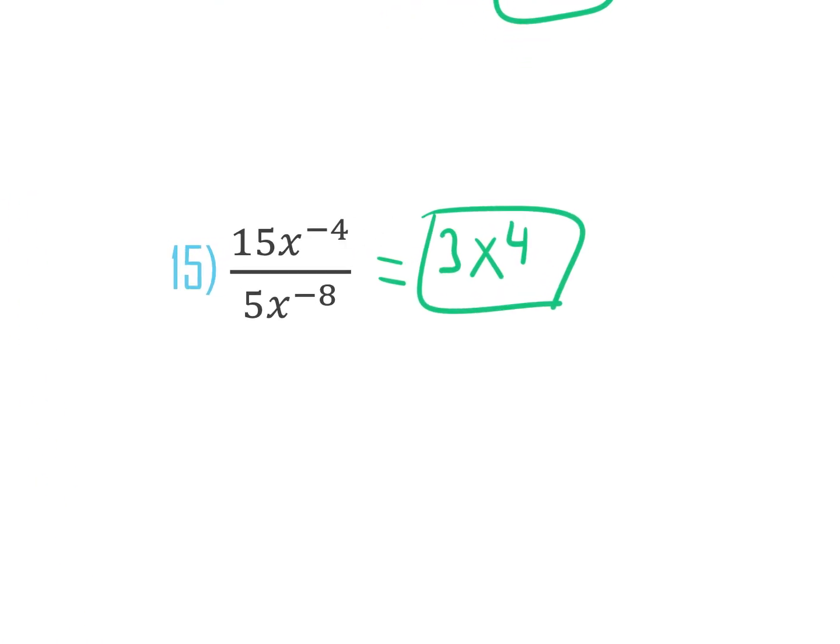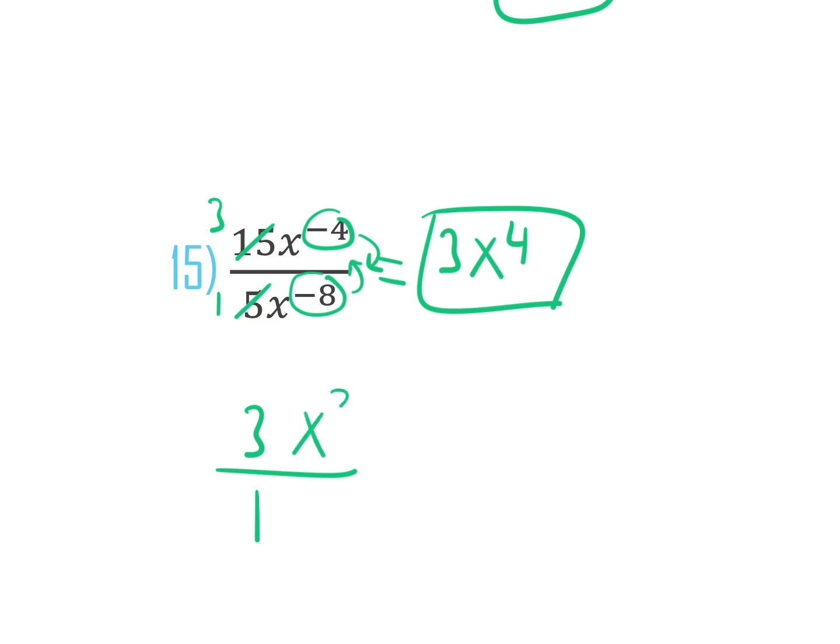Focus. We're almost done. 15 and 5, the coefficient is 3 over 1. x to the negative 4, x to the negative 8. There are a couple of ways you could do it. You could switch the position first, or you can right away subtract the exponents. I'm going to switch the position first. Maybe you did it differently, and that's perfectly fine. I'm going to switch the negative exponents.